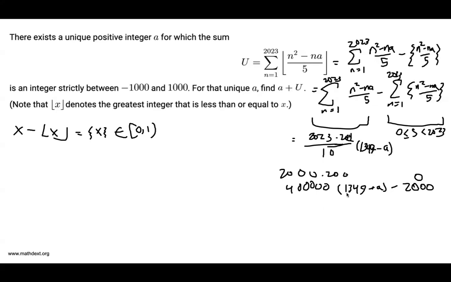My claim is that this factor had better be 0, because if it is not 0, then there's no way this difference is between negative 1,000 and positive 1,000. So this term is 0, which means that a is 1,349. But what does that mean? It just means that the first sum, the sum from n equals 1 to 2023, is 0.